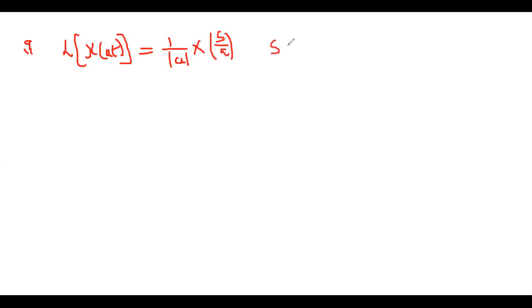So we have the definition of the Laplace transformation. I'll explain here. One of the properties we missed earlier is the ninth property: the Laplace transformation of x of at, the scaling property, is equal to 1 by the magnitude of a times x of s by a. Okay, what is the scaling property?